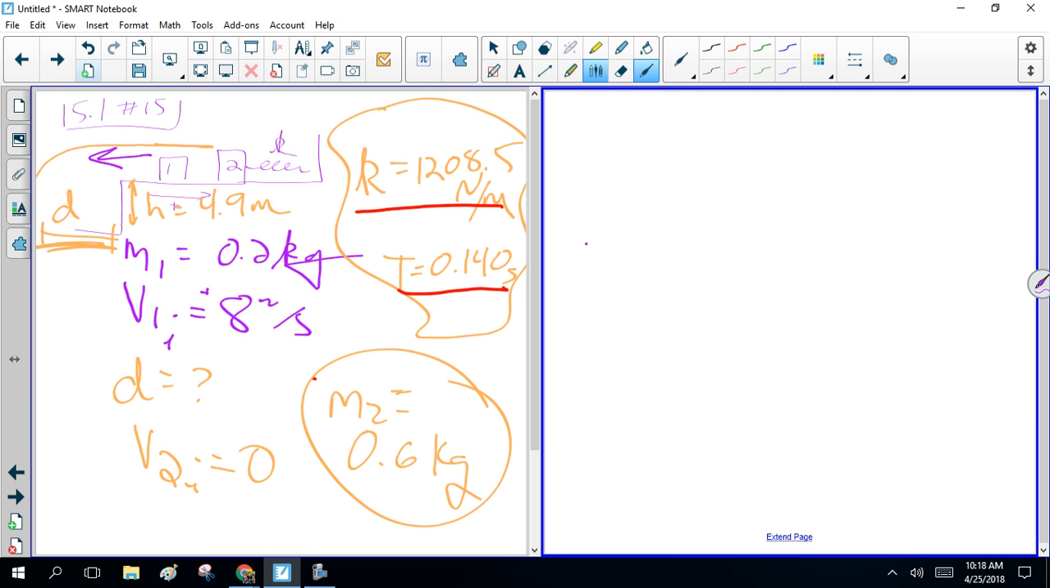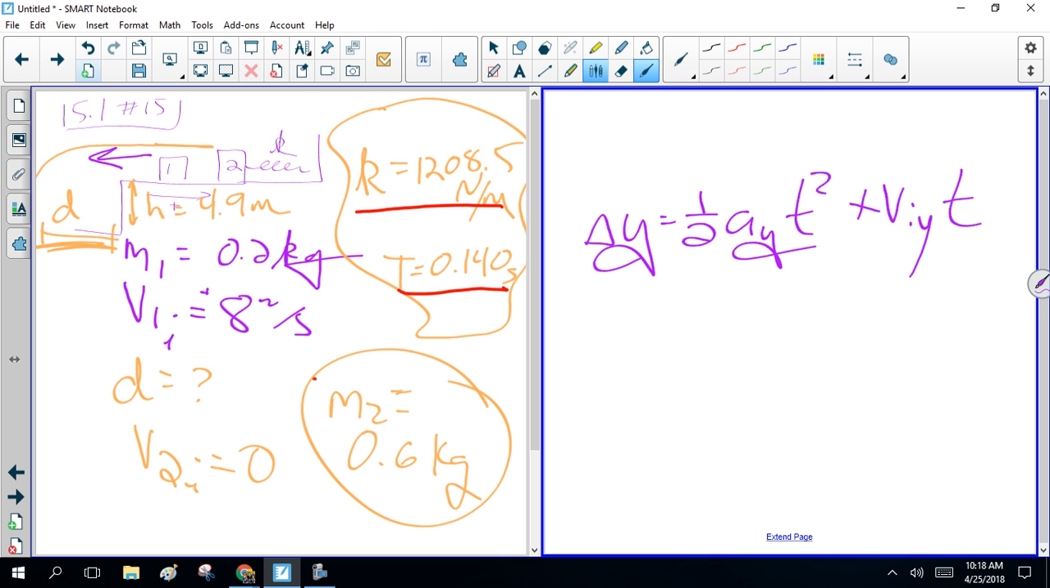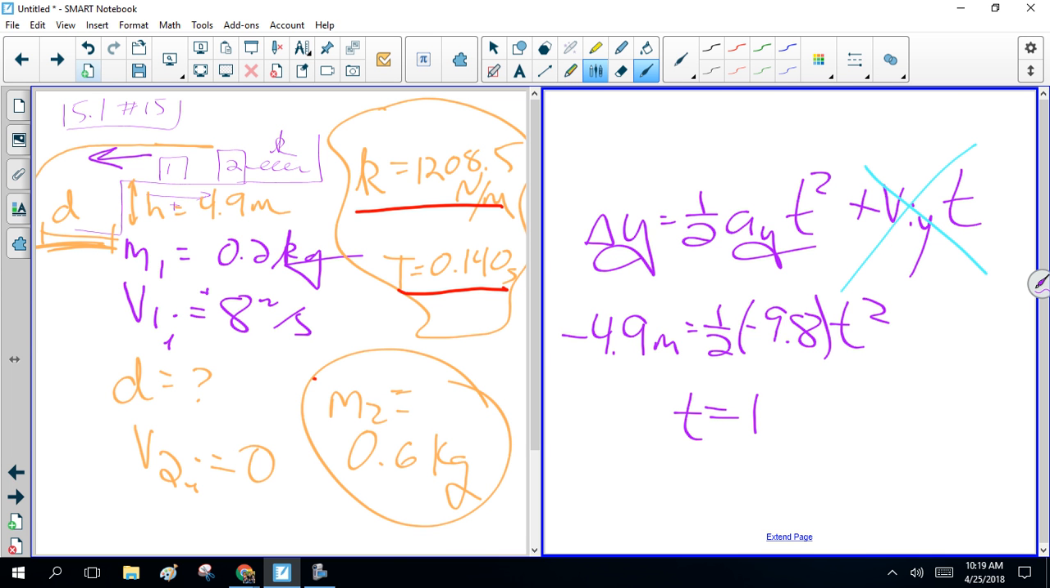If you didn't remember it, it's this: vertical displacement is 1/2 vertical acceleration times time squared plus initial vertical velocity times time. What's our initial vertical velocity? 0, so this goes away. So we have to go down 4.9 meters: 1/2 times negative 9.8 times t squared. The time is 1. So it looks like it's just 1 times 4, and it went 4 meters. The time is the square root of 1. Yes. All right, everybody good?